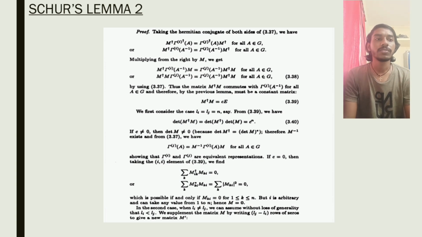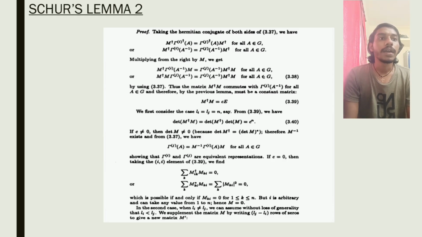The proof of Schur's lemma 2. Taking the Hermitian conjugate of both sides of 3.37, we have M dagger Γ_i dagger(A) is equal to Γ_j dagger(A) M dagger for all A belonging to G. Or M dagger Γ_i(A inverse) is equal to Γ_j(A inverse) M dagger for all A belonging to G. Multiplying from the right side by M, we get M dagger Γ_i(A inverse) M is equal to Γ_j(A inverse) M dagger M for all A belonging to G, or M dagger M Γ_j(A inverse) is equal to Γ_j(A inverse) M dagger M. By using 3.37, thus the matrix M dagger M commutes with Γ_j(A inverse) for all A inverse of G, and therefore by the previous lemma must be a constant matrix. M dagger M is equal to C E.